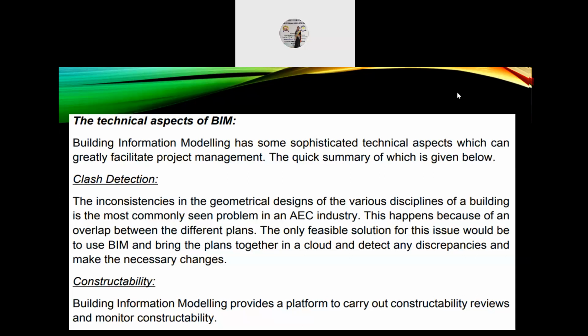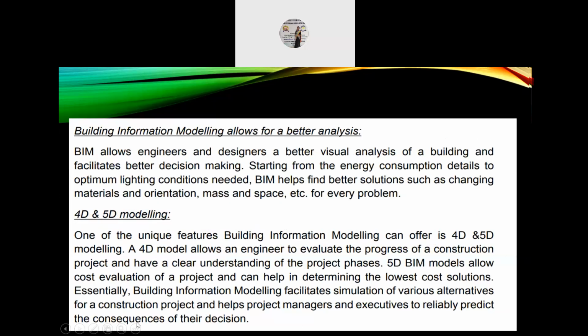Number two, constructability. Building information modeling provides a platform to carry out constructability reviews and monitor constructability. Number three, better analysis. Building information modeling allows for a better analysis. So BIM allows engineers and designers a better visual analysis of a building and facilitates better decision making, starting from the energy consumption details to optimum lighting conditions needed. BIM helps to find better solutions, such as changing materials and orientation, mass and space, etc.